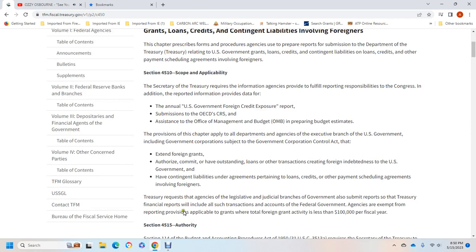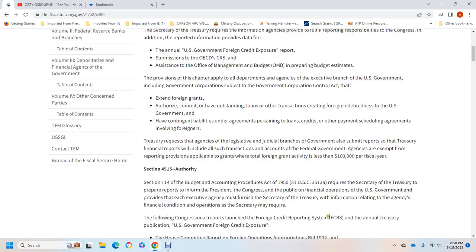Agencies involved with foreign treasury records, as well as the legislative and judicial branches of the government, also submit reports to the Treasury financial reports which include such transactions. Federal government agencies are exempt from the reporting provisions if their total foreign grant activities are less than 100% for a fiscal year.